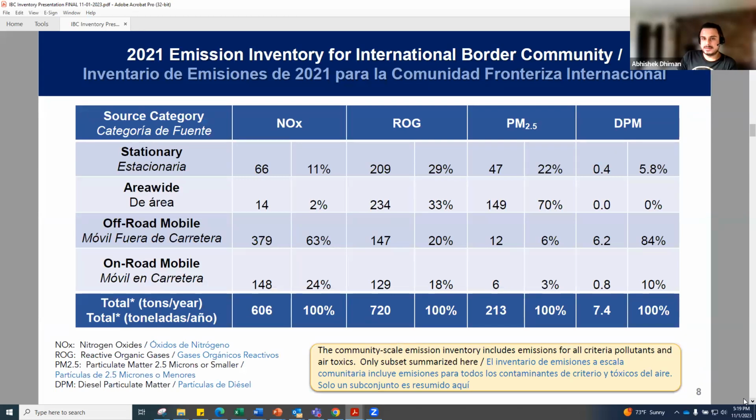This table on this slide shows the total emissions for each pollutant and source category within the 1 kilometer gridded community boundary. You can see that mobile sources, especially off-road mobile, are the primary contributors to NOx and diesel PM emissions, while stationary and area-wide sources contribute to ROG and PM 2.5 emissions. In the following slides, I will share more information about each of these source categories.